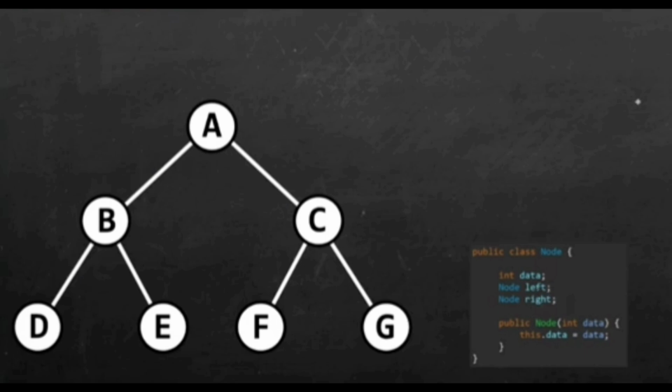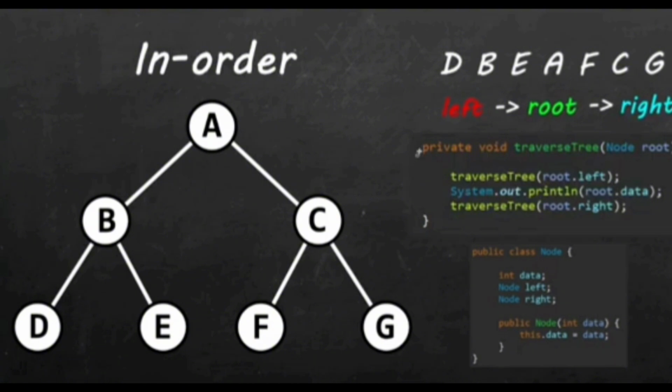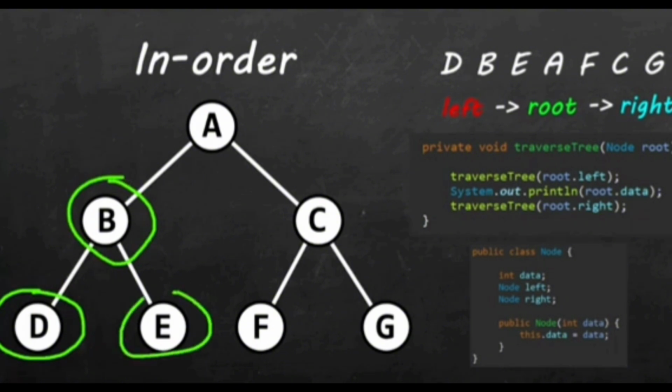Let's begin with an in-order traversal. Here's a recursive method that we will use to navigate a tree in order. Using recursion, we visit as many left nodes as we can, followed by the root node, and then any right nodes. The entry point is always the root, and using recursion, we will go as far left as we can. So we go from A to B to D. So we will mark this node as visited, then visit the root node, then the right node.